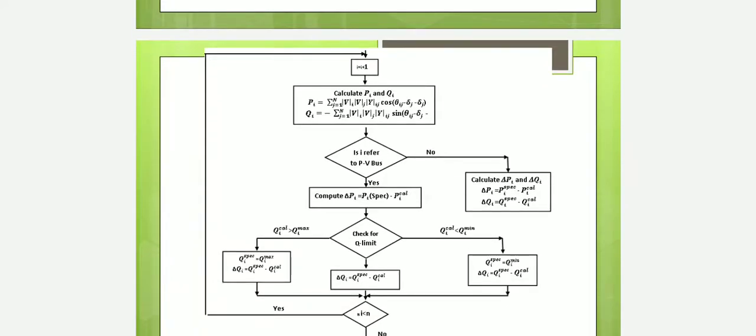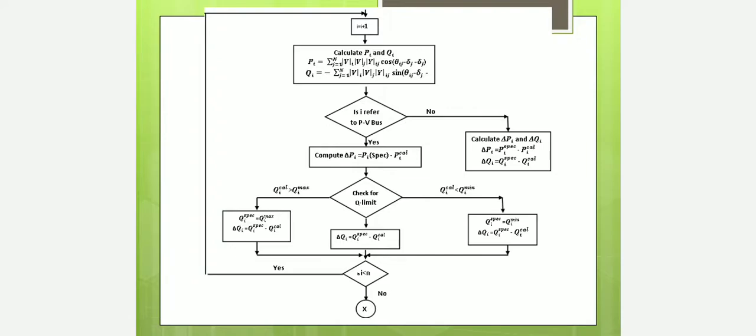Does i refer to a PV bus? If no, move to the next step. If yes, you need to compute the value of delta Pi. You need to check the Q limit. So, the calculated value of Q, the maximum value of Q, the minimum value of Q. Based upon that, you need to check the limit. If the calculated Q is greater than Q maximum, you need to move to the other parameters. If the calculated Q is less than Q minimum, you need to move to the other step.